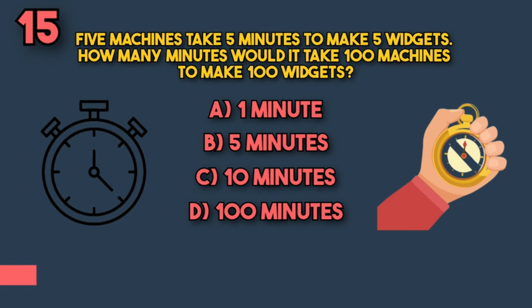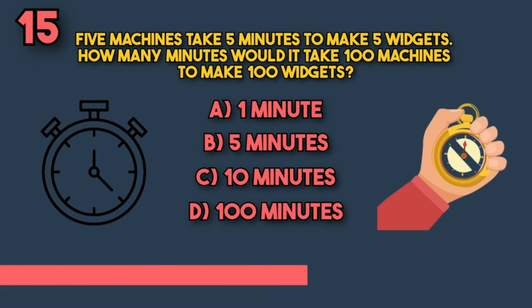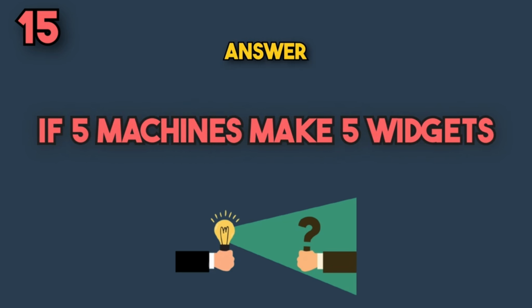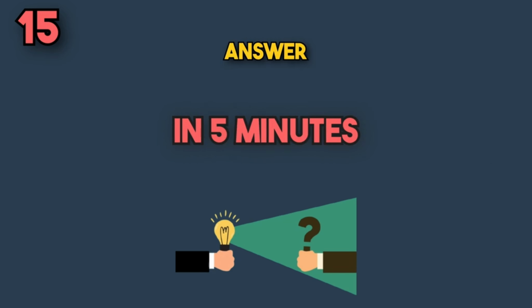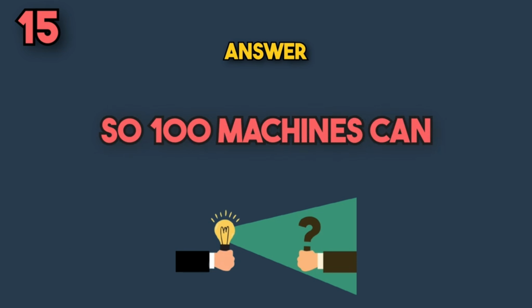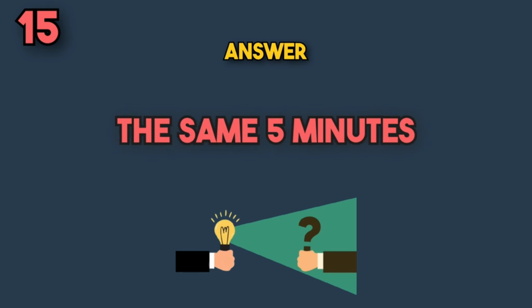5 machines take 5 minutes to make 5 widgets. How many minutes would it take 100 machines to make 100 widgets? The answer is B, 5 minutes. If 5 machines make 5 widgets in 5 minutes, each machine makes 1 widget in 5 minutes. So 100 machines can make 100 widgets in the same 5 minutes.